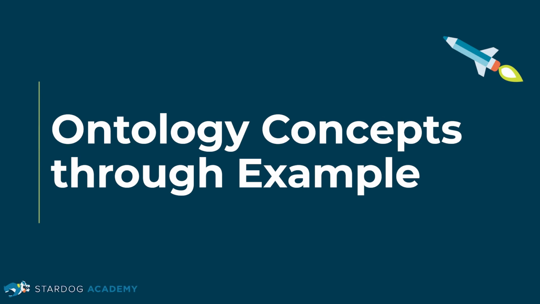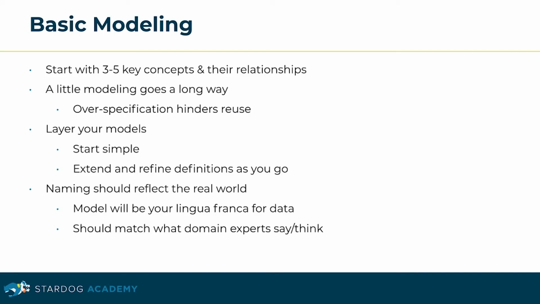So in this section, we're going to discuss ontology concepts through example. As we have already mentioned, in order to start creating an ontology model, we should try to focus on creating a minimal viable product. Some basic modeling rules should be to start with 3 to 5 key concepts and their relationships, and then a little modeling can go a long way. Over-specification hinders reuse, and in some cases, defining too many new concepts and relationships that do not necessarily provide added value to the data domain and the use case just adds complexity to the model for no reason.